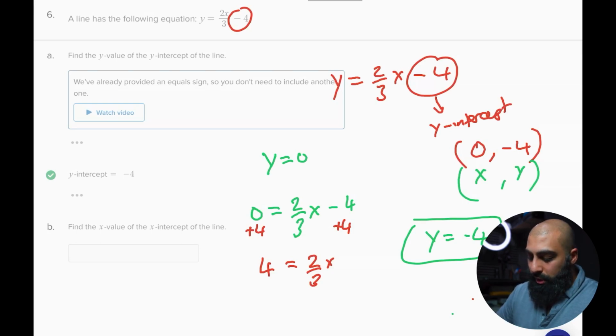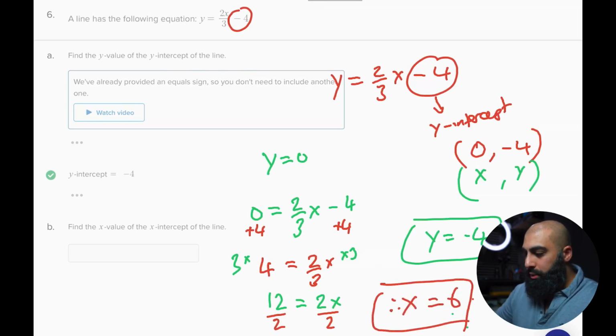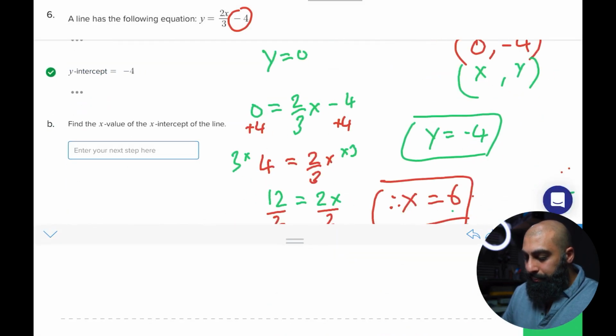Look what we can do here. We can times this by 3, times this by 3. We get 12 is equal to 2x. Then divide by 2, divide by 2. x therefore is equal to 6. So we're going to put the value x is equal to 6.